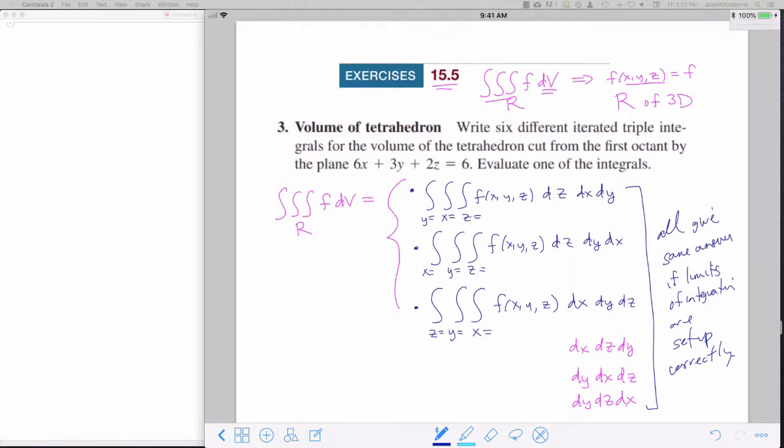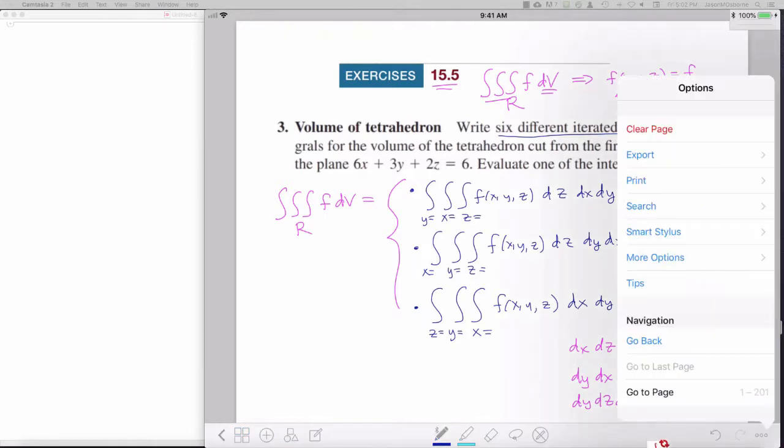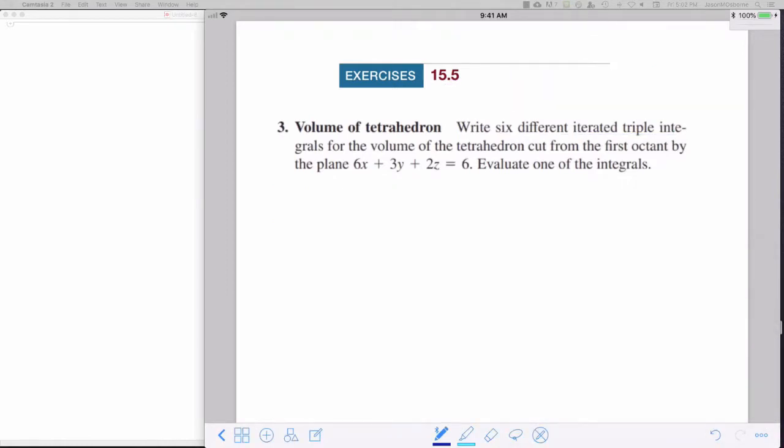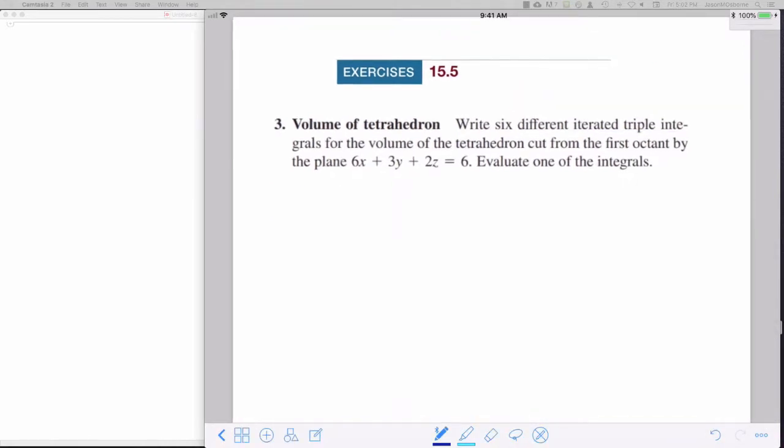Okay? So in this problem, you're being asked to write 6 different iterated triple integrals that represent the volume of the tetrahedron cut from the first octant by the given plane. And then they say to evaluate one of the integrals. Okay? So we are going to do 2 different ways, and then I'll leave you to set up the other 4.